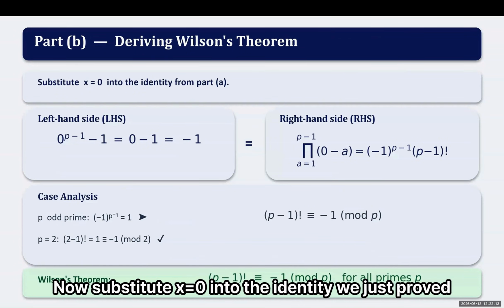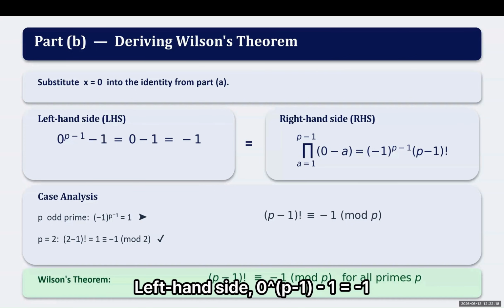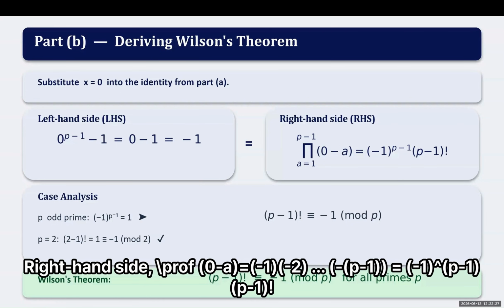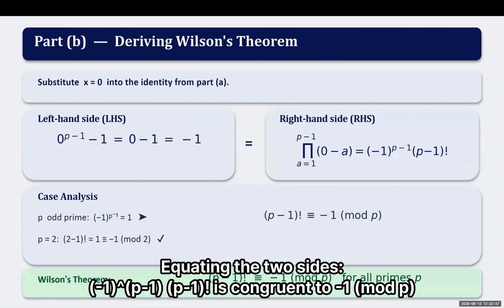Now substitute x equals 0 into the identity we just proved. Left-hand side, 0 to the p minus 1 minus 1 is equal to negative 1. Right-hand side, product of 0 minus a, which is equal to negative 1 times negative 2 times up to negative (p minus 1), which is equal to (negative 1) to the p minus 1 times (p minus 1) factorial. Equating the two sides, (negative 1) to the p minus 1 times (p minus 1) factorial is congruent to negative 1 mod p.